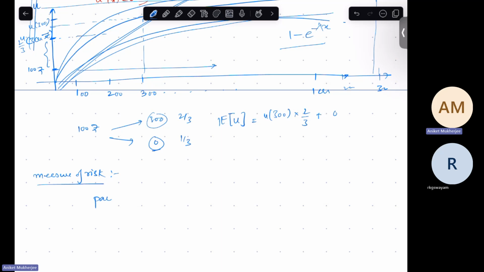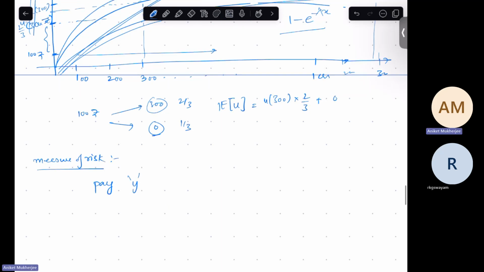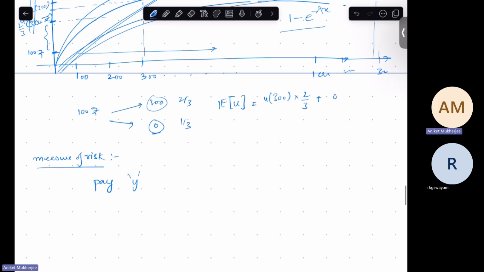Suppose I tell you that you pay me Y, and then I give you the utility of the expected outcome. What that means is I give you U of the expectation of X.